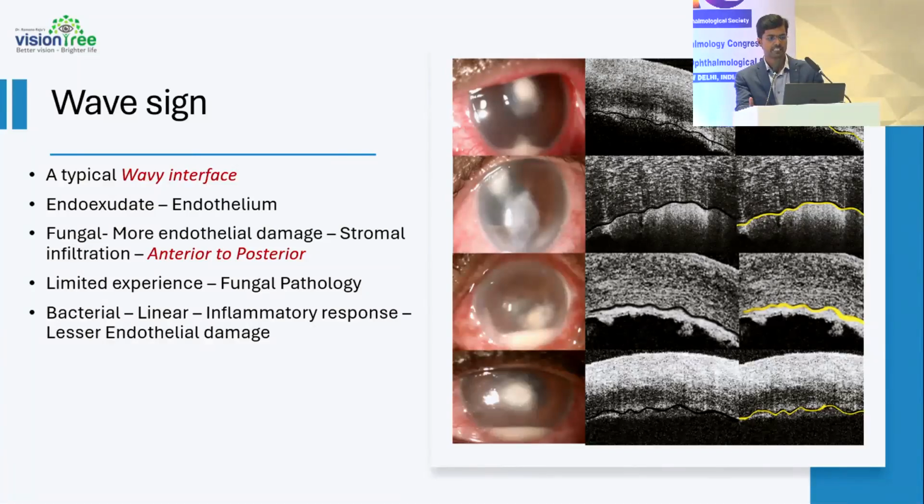Why is there a wave sign? In fungal keratitis, the fungal spread is from the stroma into the endothelium, that is, into the anterior chamber, resulting in damage to the endothelium and Descemet's membrane, resulting in disruption of the endothelium, so that the irregular wave sign can be seen. In bacterial keratitis, the inflammatory response is a linear response, but we can see the endothelial plaque. That plaque does not consist of infective material; it is mainly fibrinous and inflammatory material.